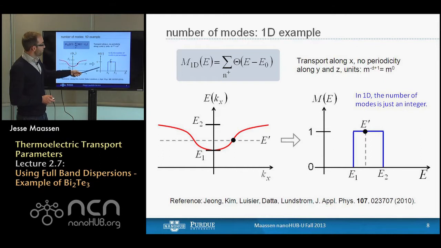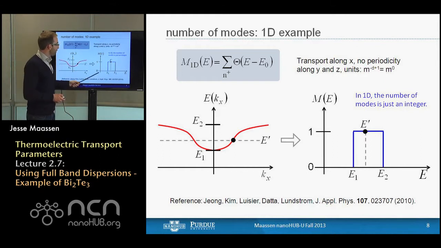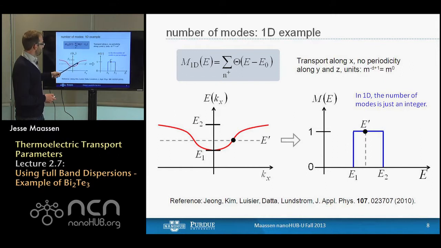So here we have modes as a function of energy, and we see that we have 0 modes up to E1. Then we count 1 mode during this whole bandwidth, so you have positive states. And then the modes go back to 0. One important point is that in 1D, the number of modes is just an integer. Okay. And if you want some more details on how this is done, also where this comes from, you can look at this reference here.